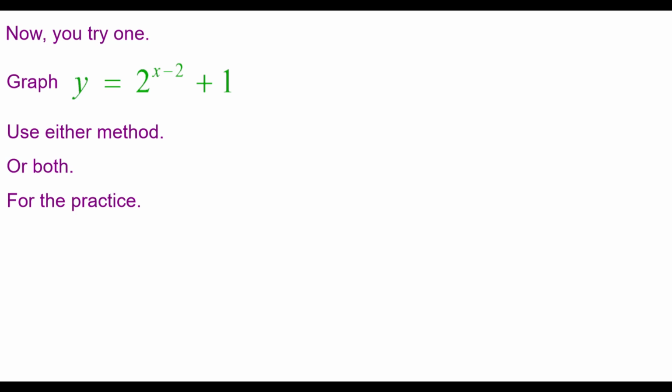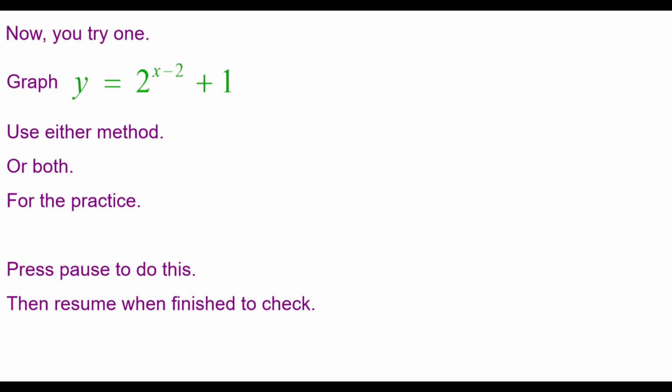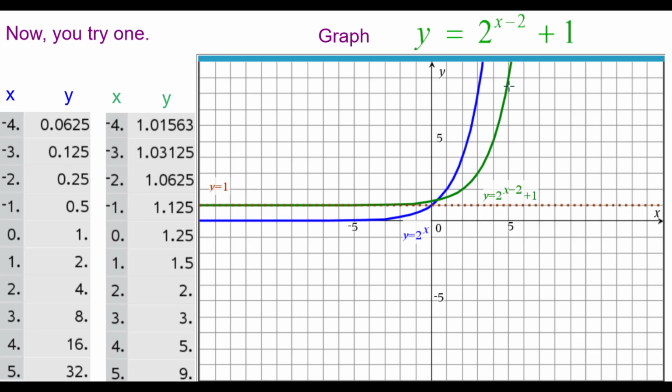Now you try one. Graph y equals 2 to the quantity of x minus 2 plus 1. Use either method or both for the practice. Press pause to do this and then resume when you're finished to check your answer. And here is your answer in green, and then also the table is shown as well, along with the parent function in blue.